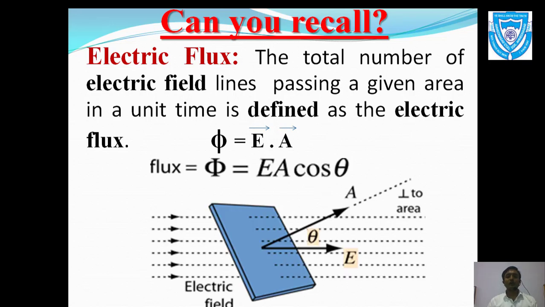Now you know the formula for a dot product, A bar dot B bar is AB cos theta. Over here, according to the formula, the flux will be EA cos theta. What is theta? Theta is the angle between the area vector and the electric field. What is the electric vector? This is shown by E on the diagram.